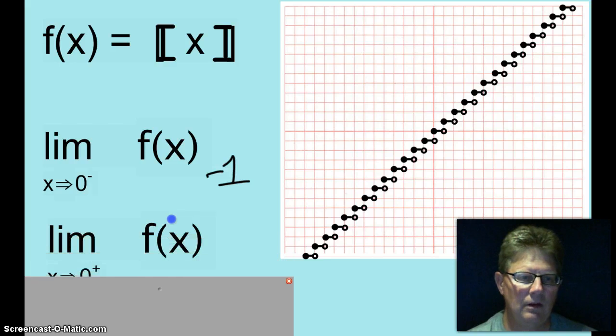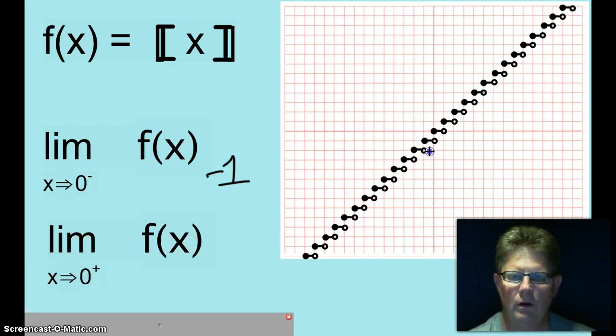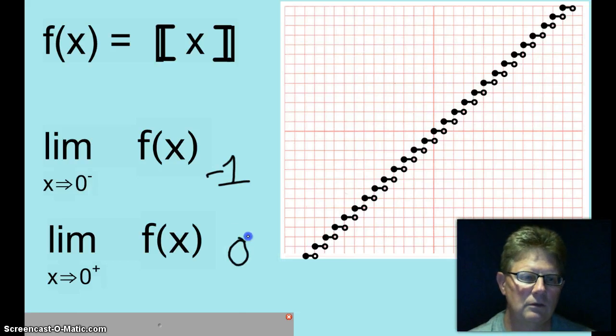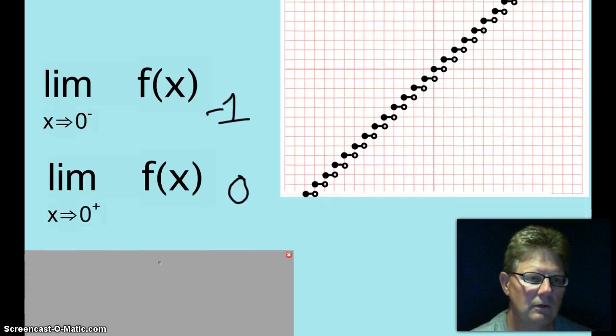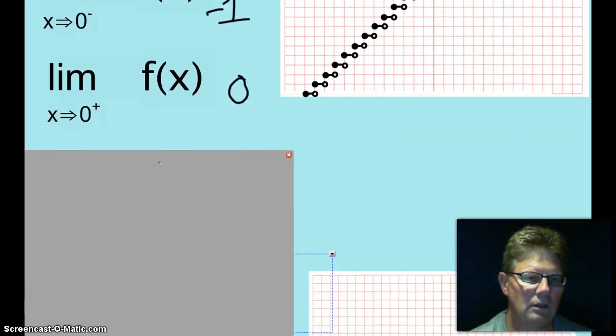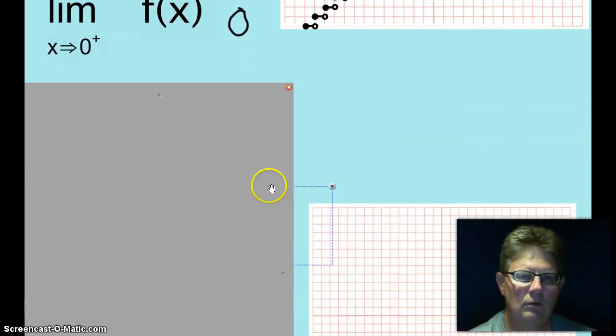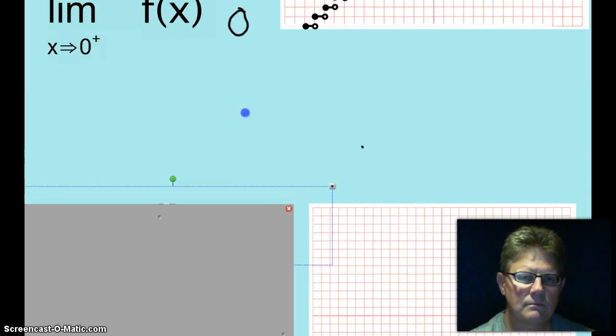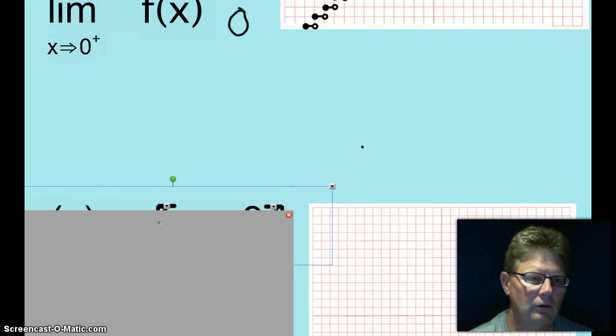What would be the limit of f of x as you approach 0 from the right? As you approach 0 from the right, the limit is 0. This is truly not a fun function. Okay? You want to make things even worse? Sure, we can make it worse.